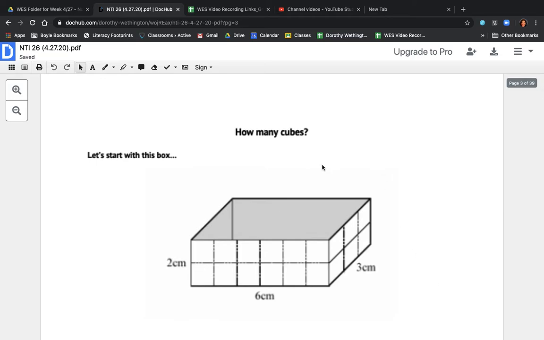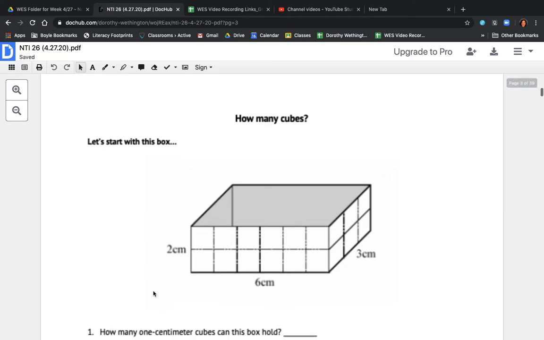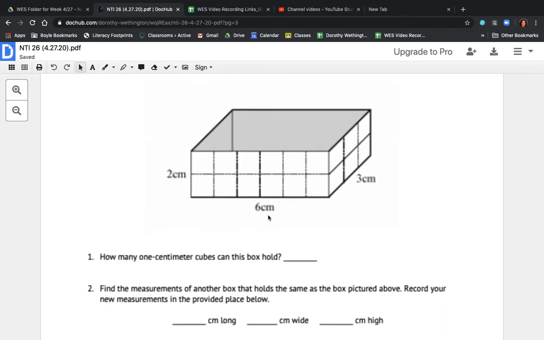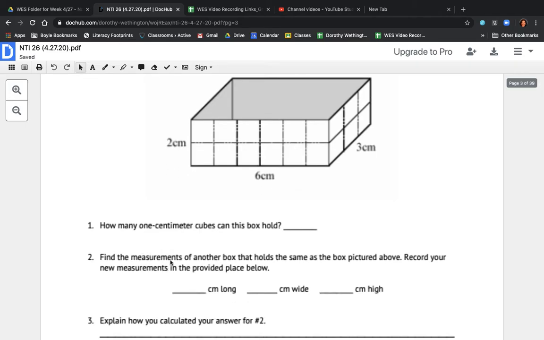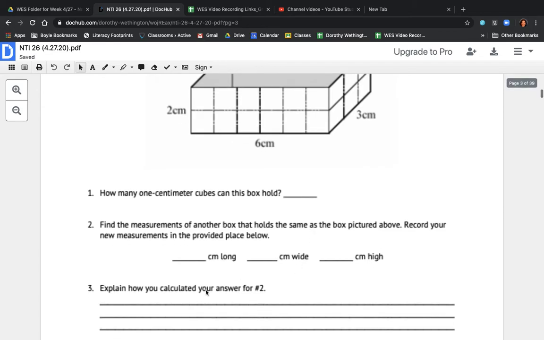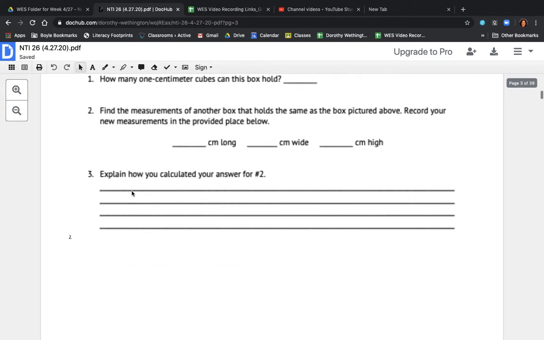Let's start with this box. How many cubes? We have 2 centimeters, 6 centimeters, and 3 centimeters. How many 1 centimeter cubes can this box hold? Find the measurements of another box that holds the same as the box pictured above. Record your new measurements in the provided space below. How many centimeters long, how many centimeters wide, and how many centimeters high? Explain how you calculated your answer for number 2.